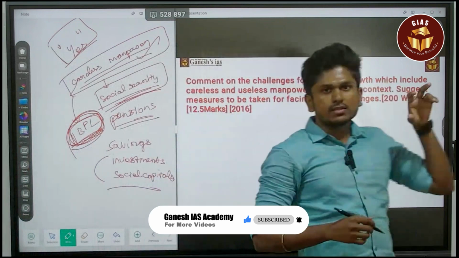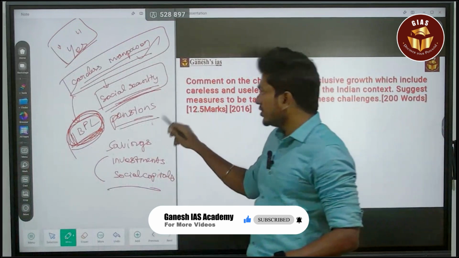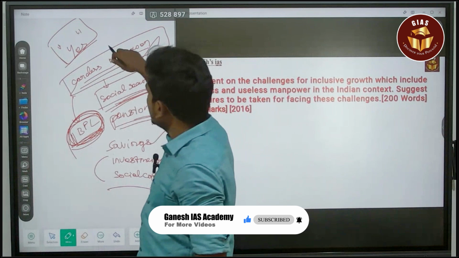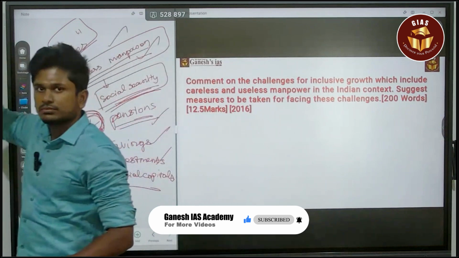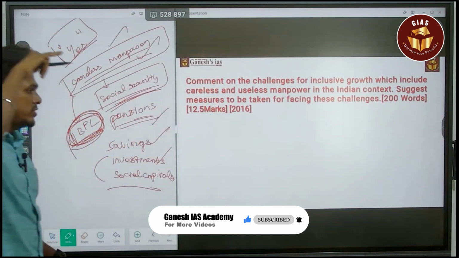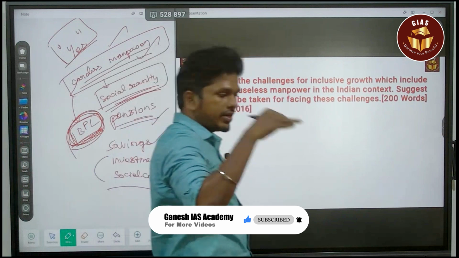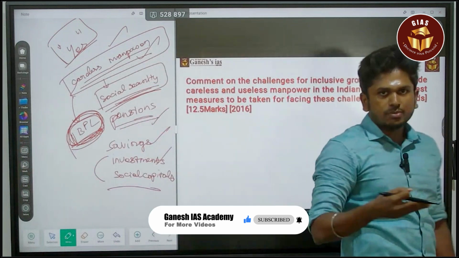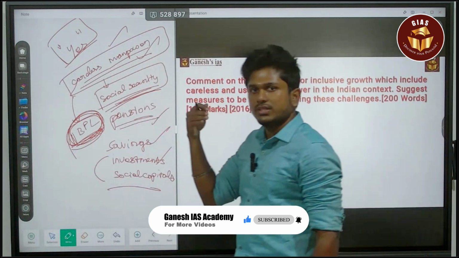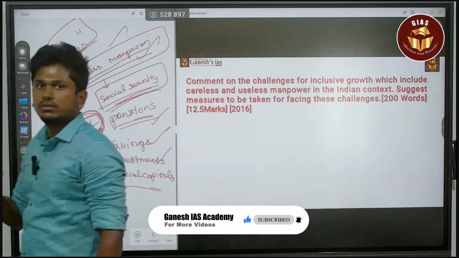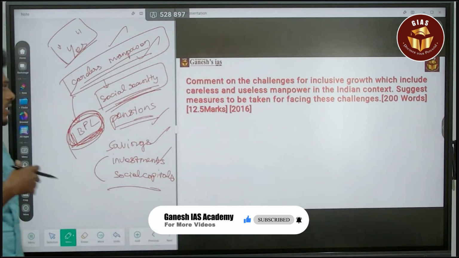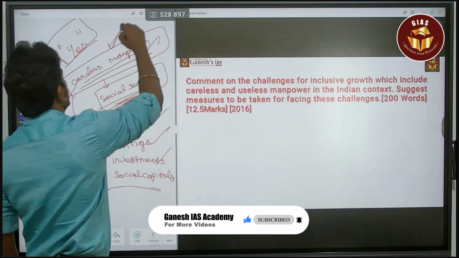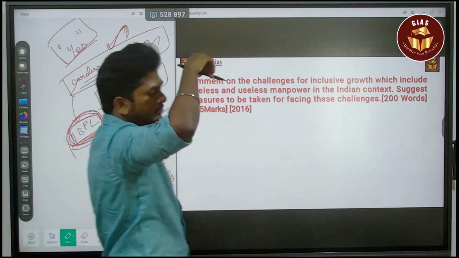So these are the answers you have to give to justify that there is careless manpower. There is low insurance penetration. They are not ready to save money. They are not ready to invest their money. They are not ready to spend their money on their human capital. This is the way you have to say that India has careless manpower.